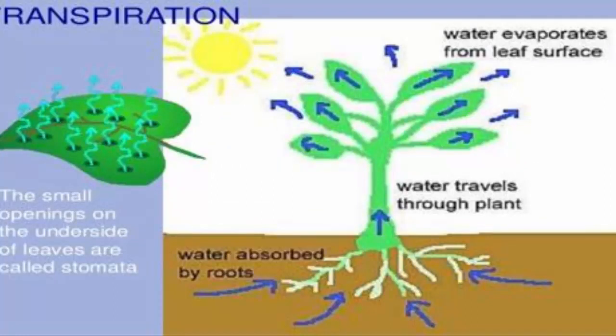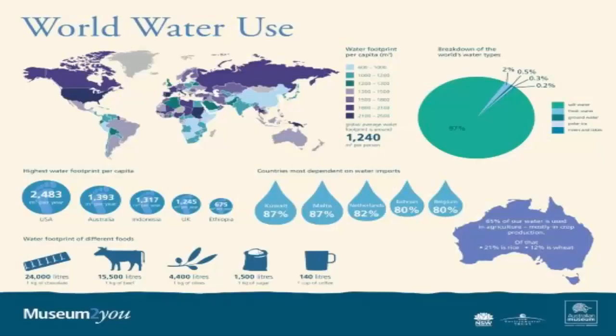Transpiration is last. It is the process in which moisture in plants changes into vapor and is sent into the atmosphere. Transpiration is the evaporation of water from plant leaves.